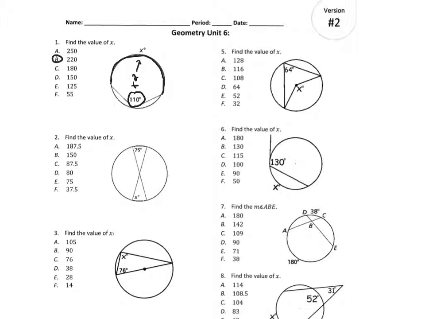For number 2, find the value of x. Okay, so x is right here. We're looking for this angle. Well, you notice there's a 75 in there. And we learned some properties about inscribed angles, and one of those is that the ones on the same side are congruent. So this is also just going to be the same answer as 75.